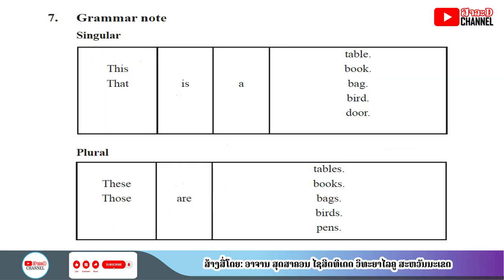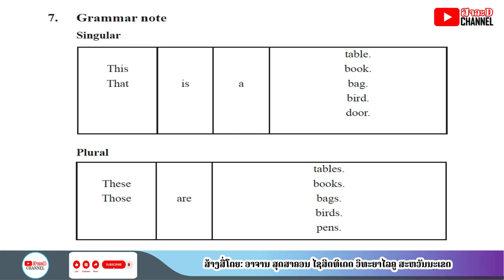Exercise 7. Grammar note. Singular. This is a table. This is a book. This is a bag. This is a bird. This is a door. That is a table. That is a book. That is a bag. That is a bird. That is a door.